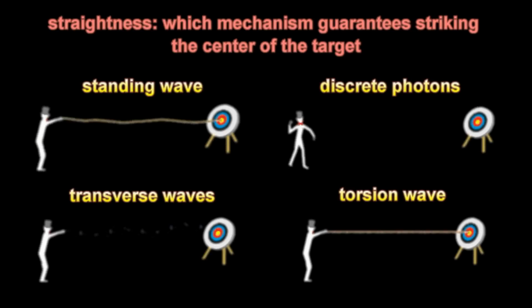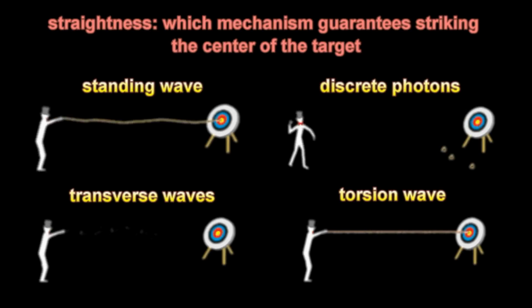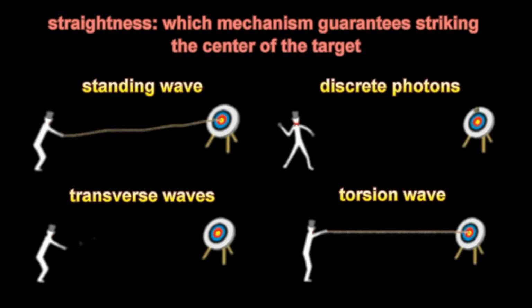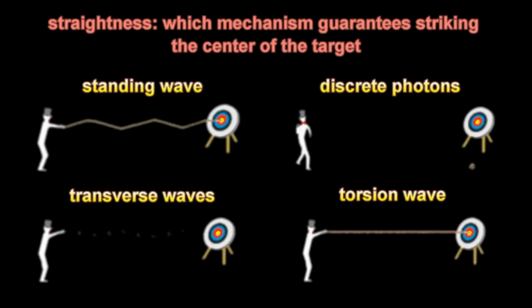Well, here's the three models. These are the three models proposed. We have the standing wave or transverse wave, whichever one you want there. You have the discrete photons, particles, corpuscles, and we have the torsion. Those are the three, okay? And there are no other proposals on the table.